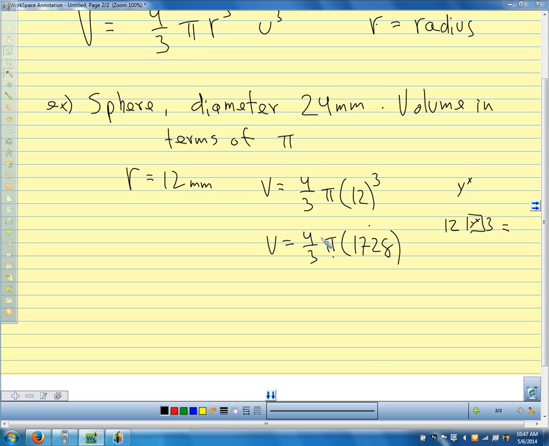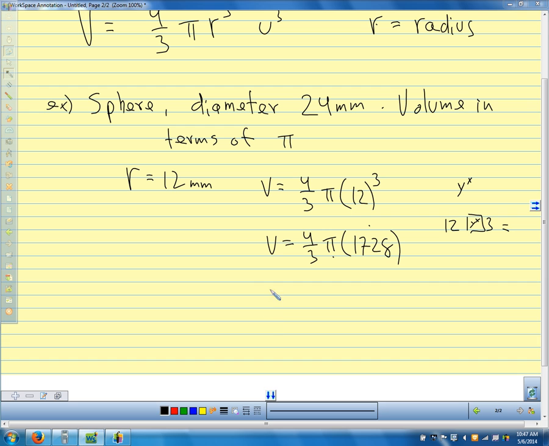What is this telling me to do? Divide by 3 and multiply by 4. So this is telling me multiply by 4, divide by 3. I could do it either order.